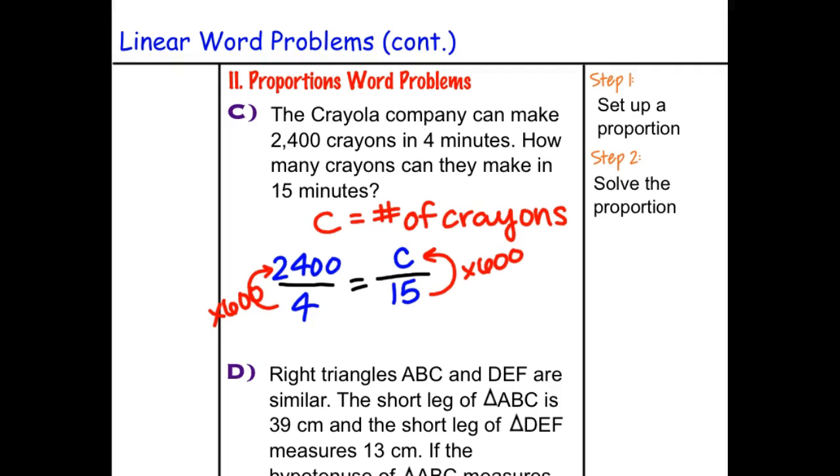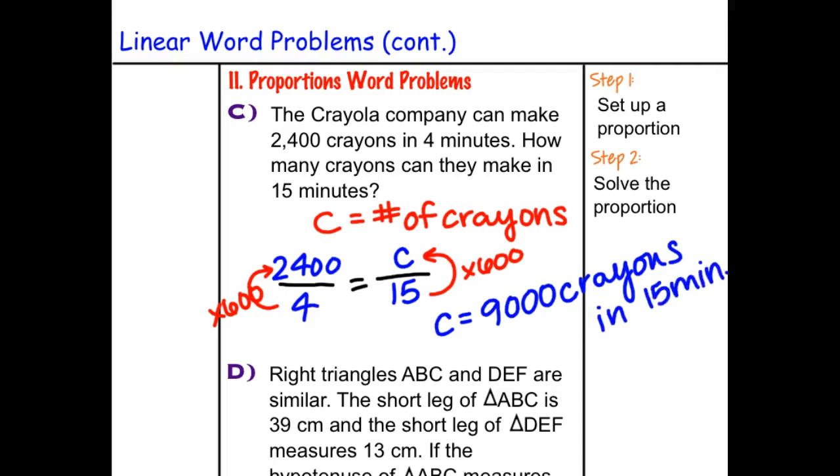Mr. Penbergree, if I put 15 times 600 into a calculator, what would I get? 9,000. 9,000 exactly? Yes. Pretty impressive. So 9,000 crayons can be made at the Crayola Company in 15 minutes. I want to work there. That sounds like fun.